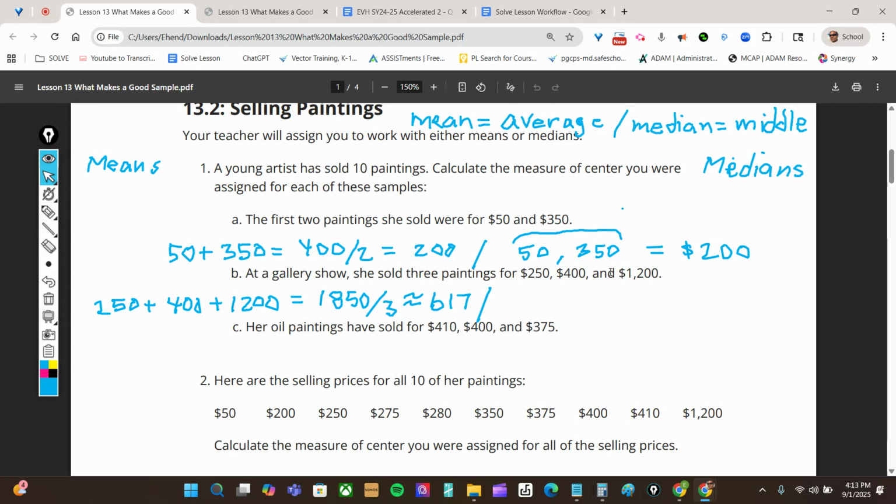All right, and the median is going to be 400. Because if we put these in numerical order, it's already in numerical order, and the median is going to be 400. 400 is the median. All right, so over here, we're going to do the mean or the average. We add up the 410 plus 400 plus 375.